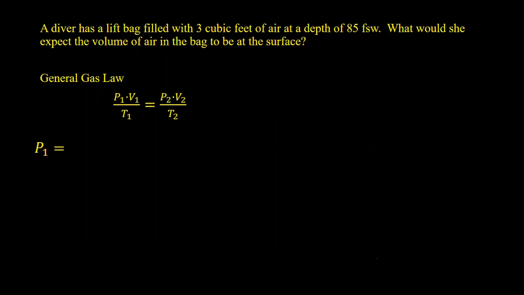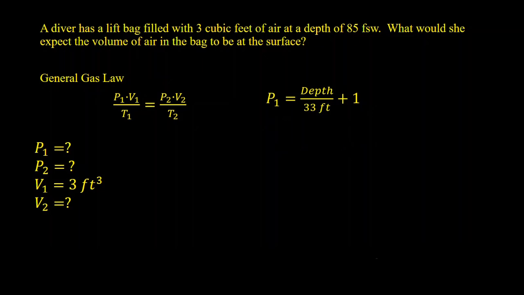So we need to know the pressure at depth, we need to know the pressure on the surface, we already know the volume at depth is 3 cubic feet, and then we want to find the volume on the surface. To find the pressure, we do depth divided by 33 feet in seawater plus 1 atmosphere for the pressure on us at the surface. If you're doing this in fresh water, it would be 34 feet in the denominator.